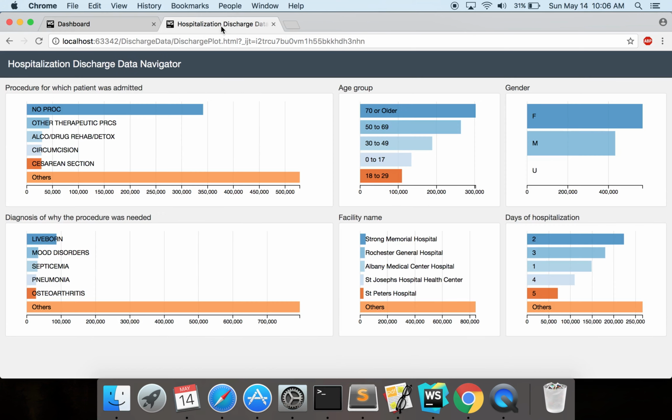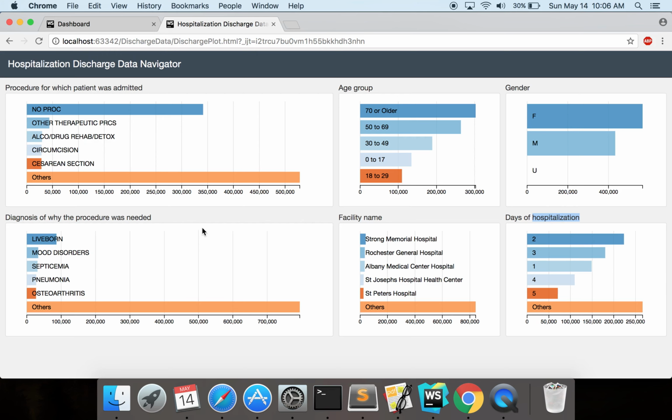I built a second dashboard which visualizes the discharge data from hospitals across New York. So this is a combination of all these different data points. The first one is the medical procedure for which the patient was admitted. The second is the diagnosis of why the procedure was needed. The third is the age group of the patient. The facility name, we have gender and days of hospitalization.